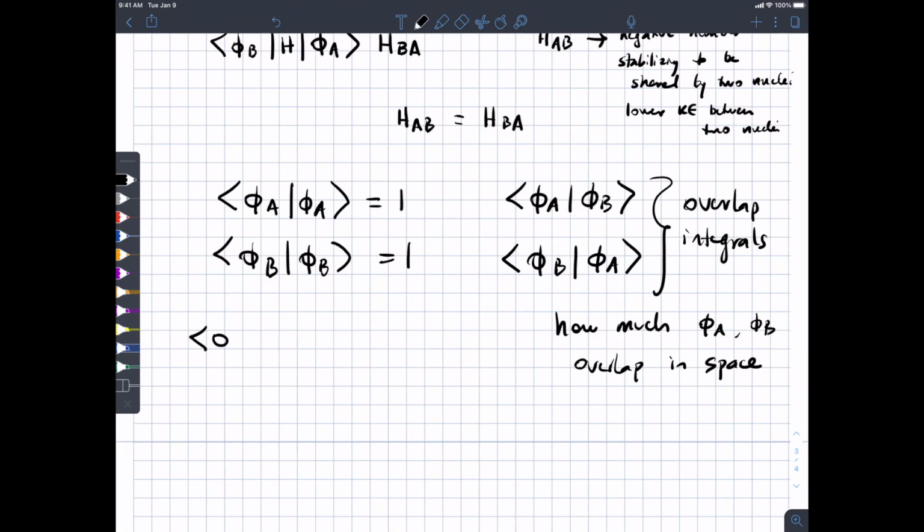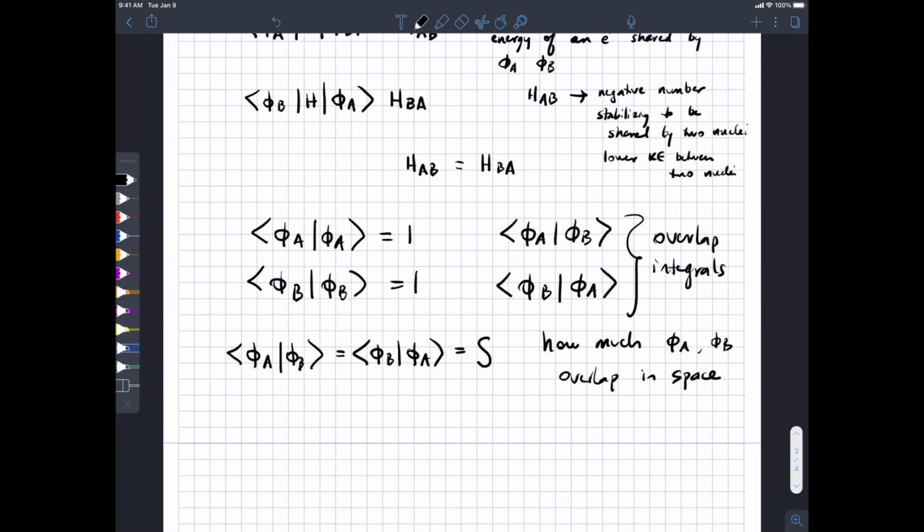Because phi A and phi B are the same, we're going to simplify. We're going to call this overlap integral S. I don't know why we chose S, because your book chooses S. Maybe that's because they overlap in space. Starts with an S. I don't know. Okay. So, where are we going with this?